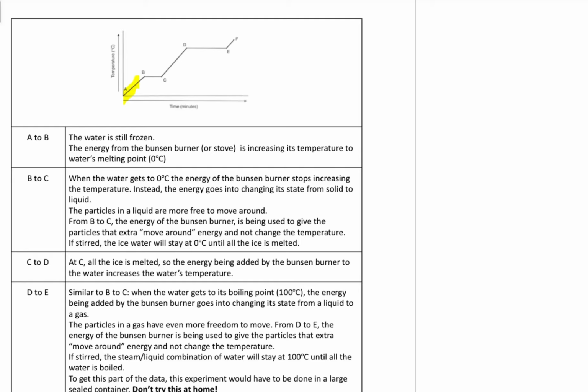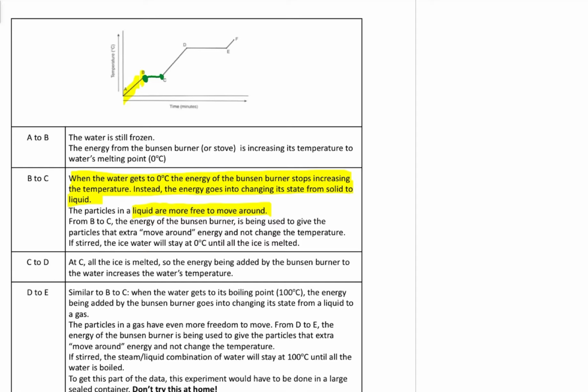At B, this is where it gets to 0, so it's at the start of B. At the start of B, it's still solid water, but from B to C over this time, all the ice melts and it goes from being solid water to liquid water. So the energy that was being added by the Bunsen burner didn't go into increasing the temperature. The energy went to increasing some other sort of energy that made it change from solid to liquid. In chemistry class, sometimes we talk about degrees of freedom, or the ability of the particles to move around. The liquid particles have a bit more freedom to move, and it takes some energy to give them that freedom.